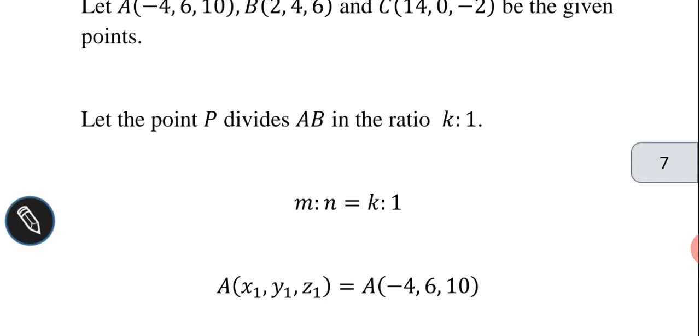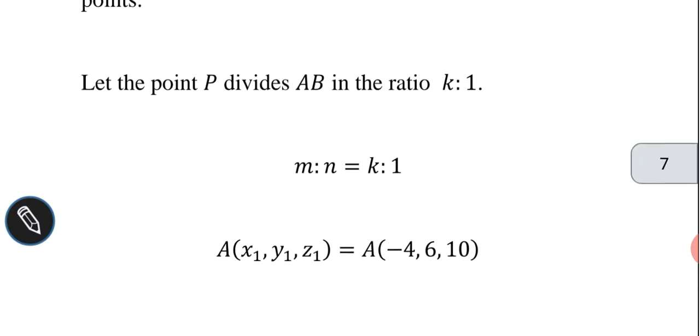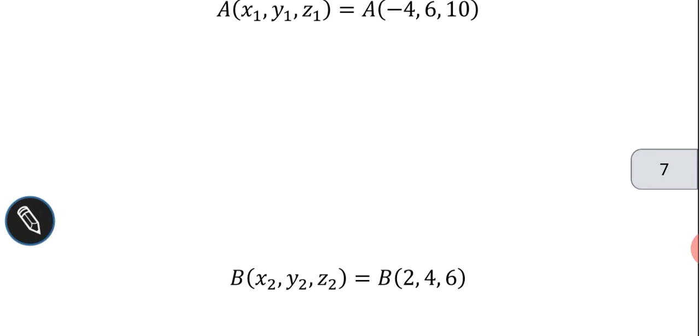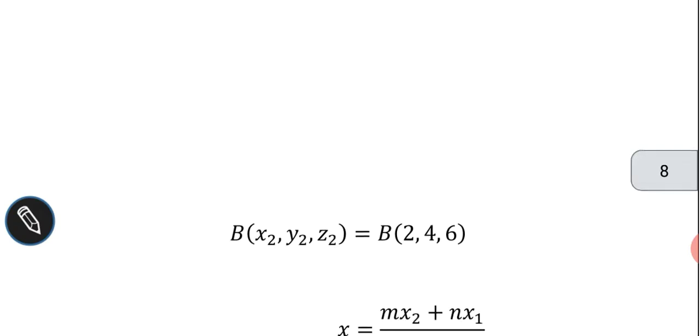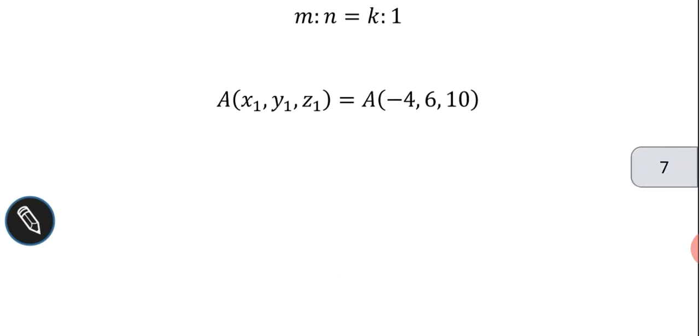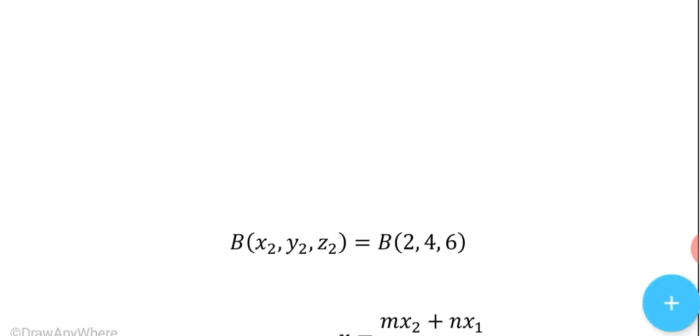So point A(x1, y1, z1) is A(-4, 6, 10) and B(x2, y2, z2) is B(2, 4, 6). We know that by section formula x equals (m x2 plus n x1) divided by (m plus n). Now using this, put m equal to k, n equal to 1. For x1, y1, z1 put these values, and for x2, y2, z2 use these values.